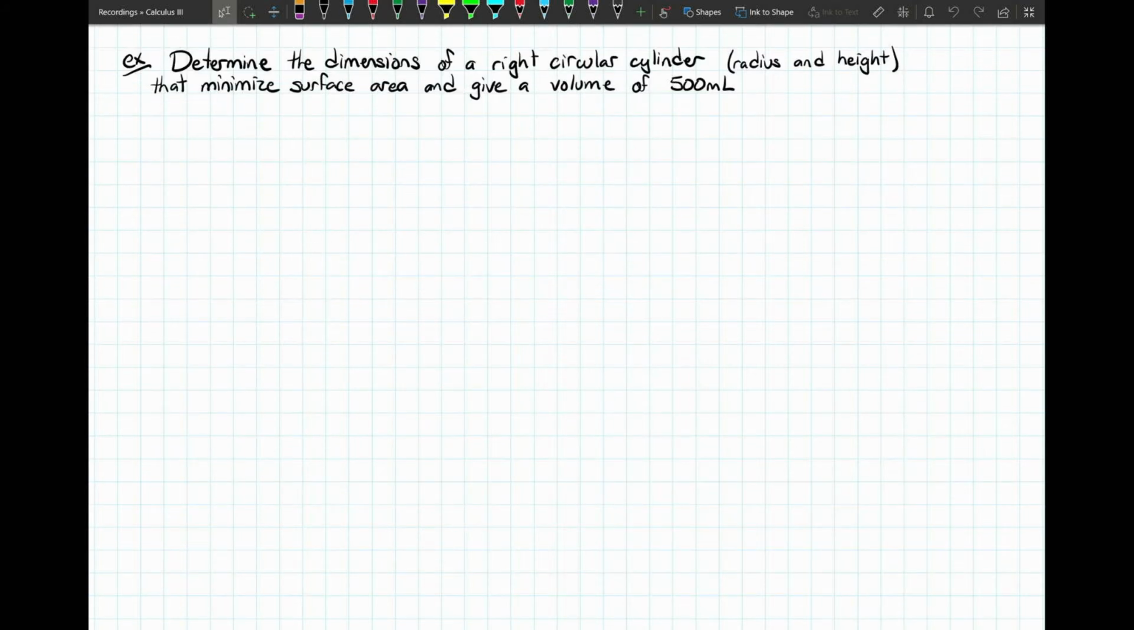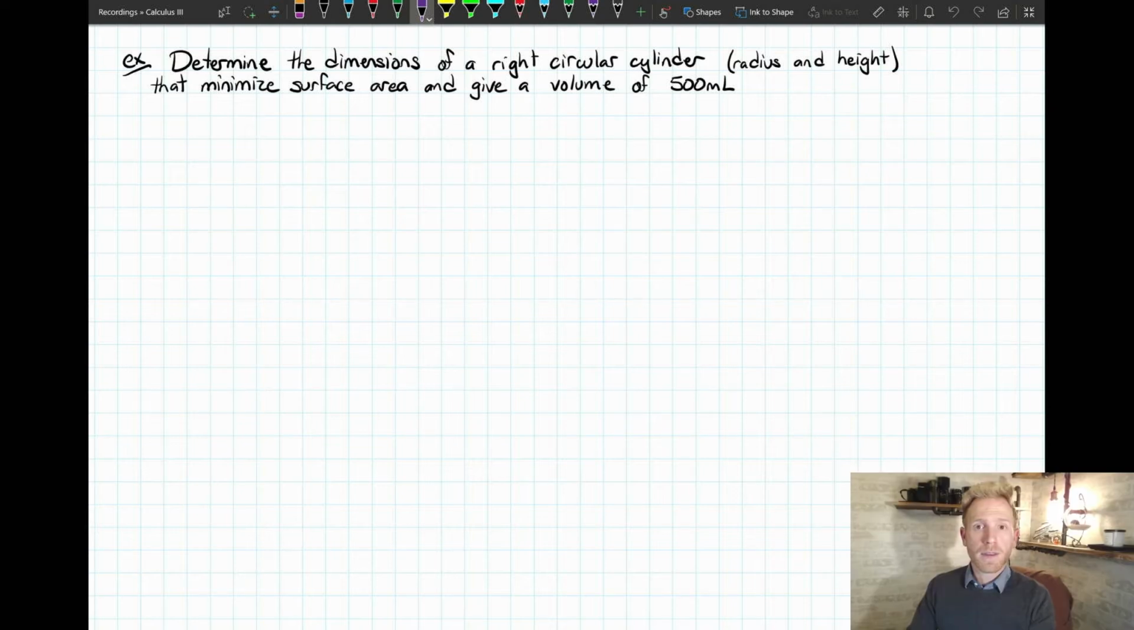Now let's try a practical example here. Let's see if we can design a right circular cylinder that will give a minimum surface area but still allow a volume of 500 milliliters. Now, you can imagine that we're maybe trying to design something like the optimal beer can, where it minimizes the amount of materials involved to actually construct the can, the smallest amount of aluminum, but still has to have the correct volume. So obviously, a little more applied than some of the other optimization problems we've looked at in the past.